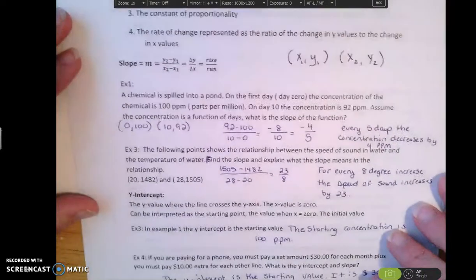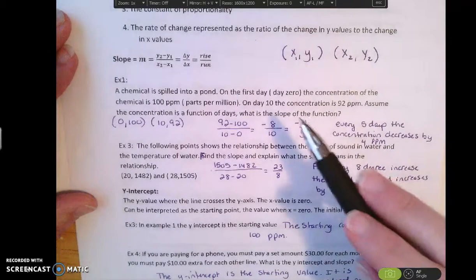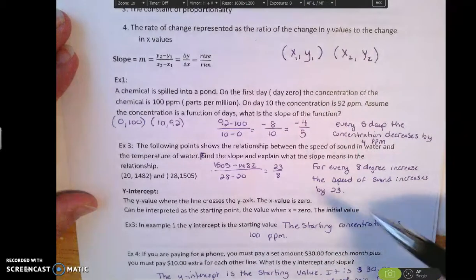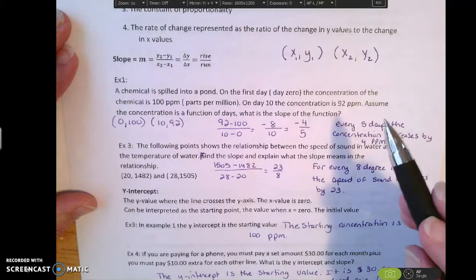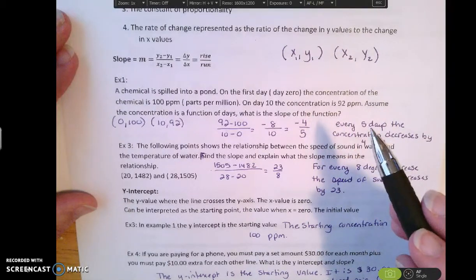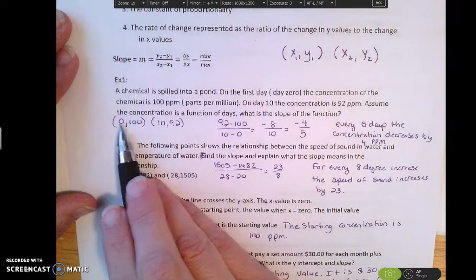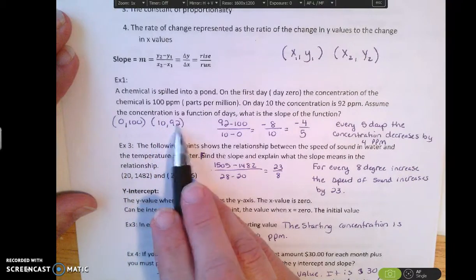So our first example, a chemical spill into a pond. On the first day, day 0, the concentration of the chemical is 100 parts per million. On day 10, the concentration is 92 parts per million. Assume that the concentration is a function of days. What's the slope of the function? So this would be x1, y1, x2, y2.